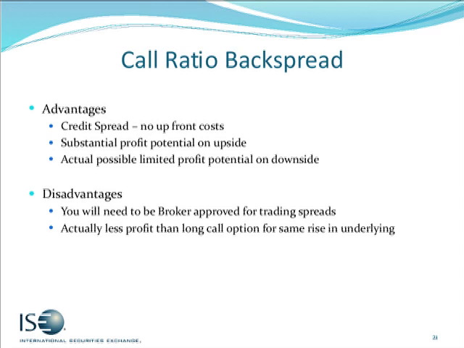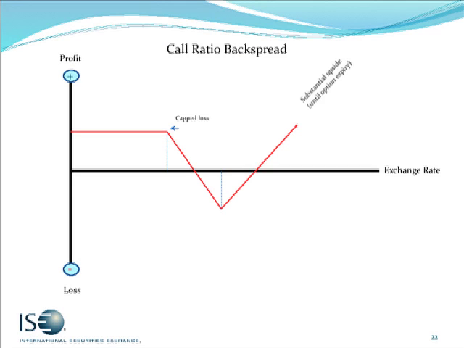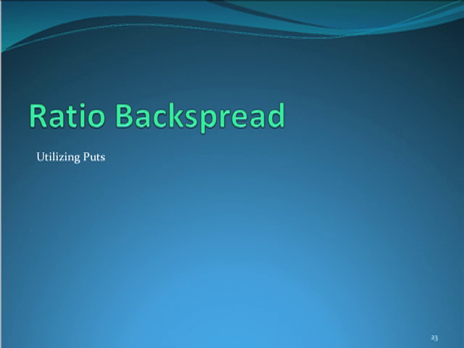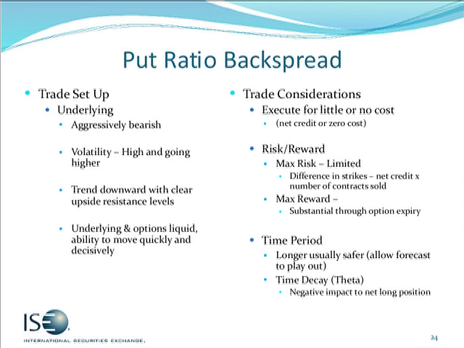And this is the issue. There are alternatives out there. It's good to know that the trades are out there. It may be a trade that you can be comfortable working with for a while, but you need to know that there are alternatives you could do. It may not be quite as complicated. Again, the hockey stick diagram, where the call ratio backspread. Let's move on to utilizing.